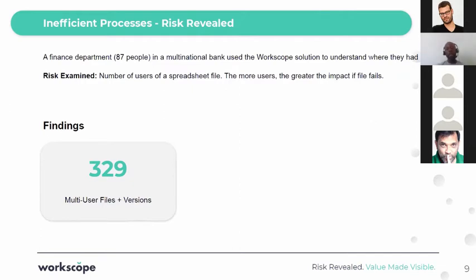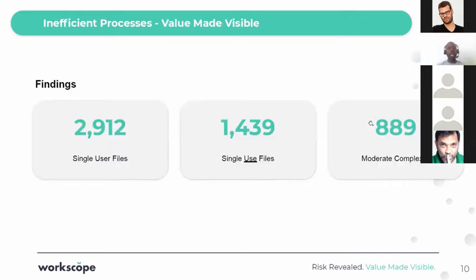But then we looked at the value made visible. Here, we found that there were actually 2,912 single user spreadsheets, which they'd created in the last 6 months. And of those, there were 1,439 spreadsheets which were single use spreadsheets. By single use, we mean that it was used only once since it was created and had not been used in at least a month after it had been created.